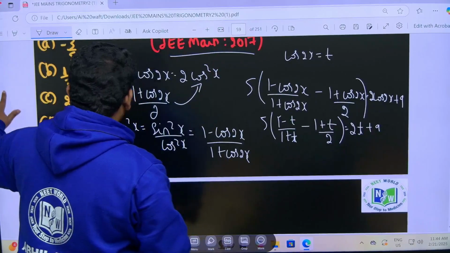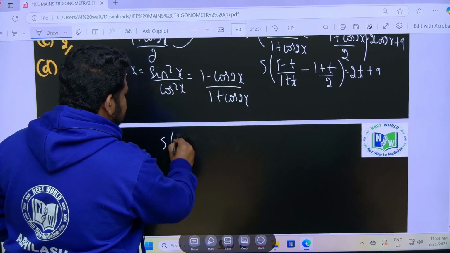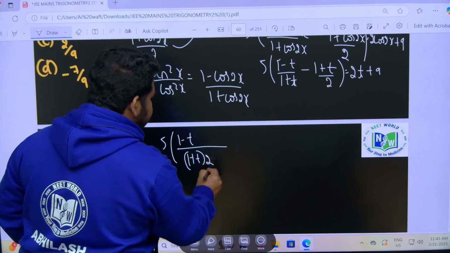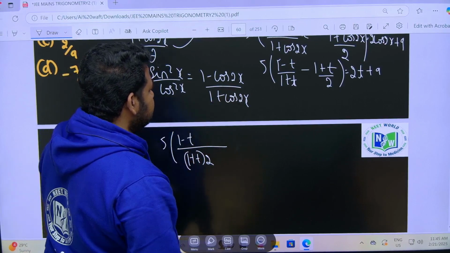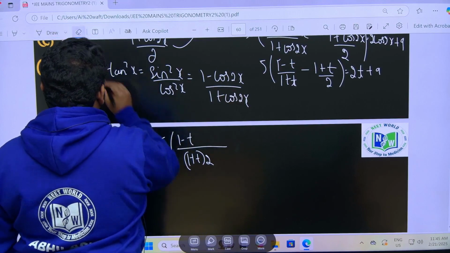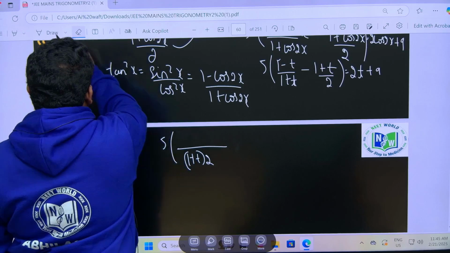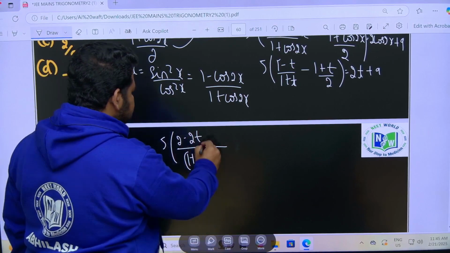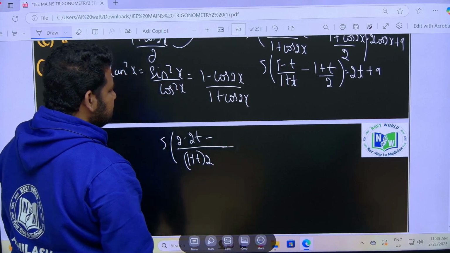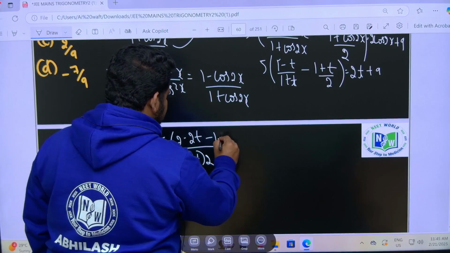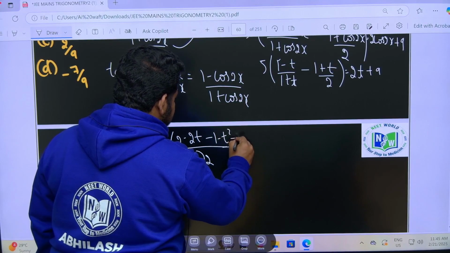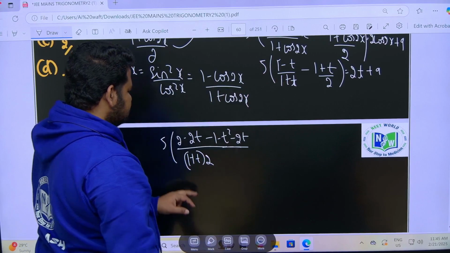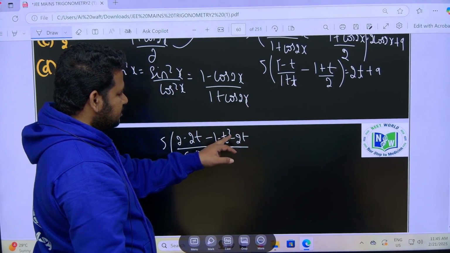Now let us solve this. So this will be 5 into 1 minus t. The LCM is 1 plus t into 2. Here the 1 plus t cancels. So this is going to be 2 into 1 minus t, that is 2 minus 2t, minus 1 plus t into 1 plus t, which is 1 plus t square. So it will be 1 square minus t square minus 2t. This is 1 plus t into 1 plus t, 1 plus t square. So it is minus 1 minus t square minus 2t.